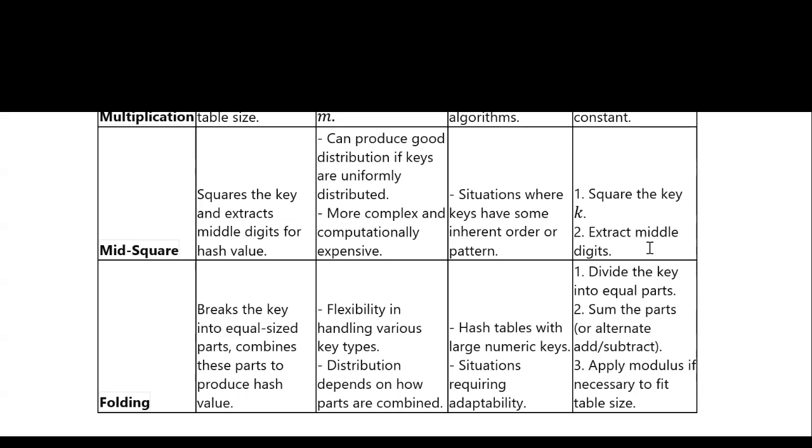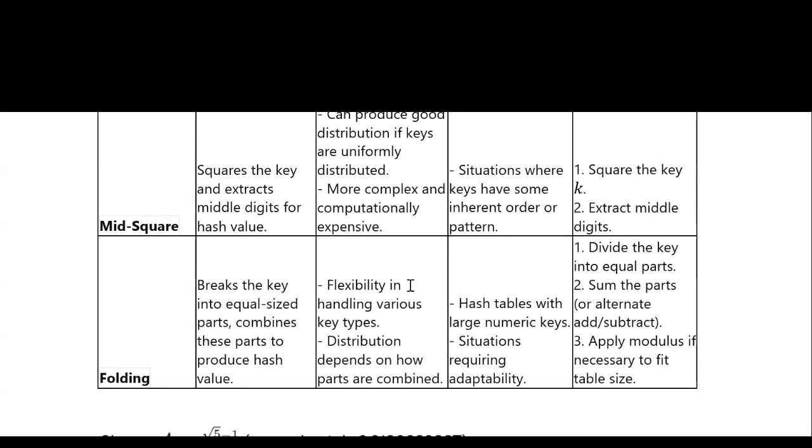Not only this, the multiplication method is also a two-step process. And the next one is the folding method. The folding method breaks the key into equal size parts and combines these parts to produce a hash value. This is suitable for larger keys, like keys with more digits. It offers flexibility in handling various key types, and distribution depends on how the parts are combined. The use cases are hash tables with large numerical keys and situations requiring adaptability.